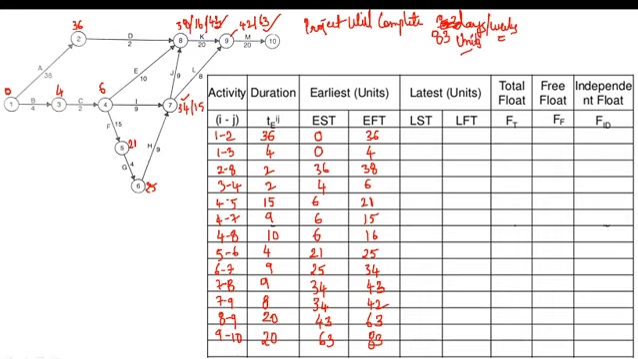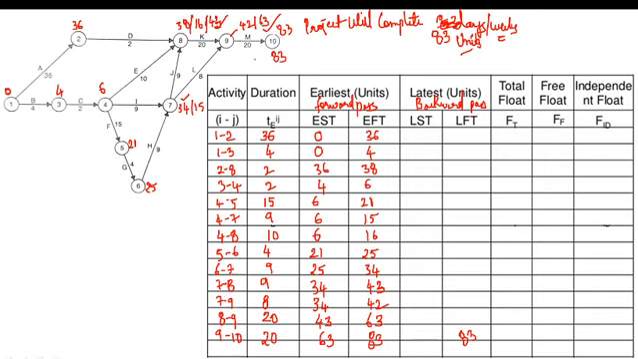So this was the calculation of earliest time, which we calculated through forward pass calculation. Now through the calculation of backward pass, we will calculate LST and LFT. From where we will start? From here, the last node 83. The project duration time was nothing but 83.